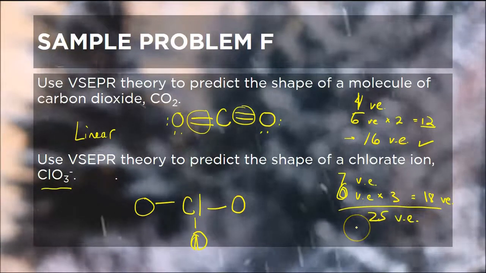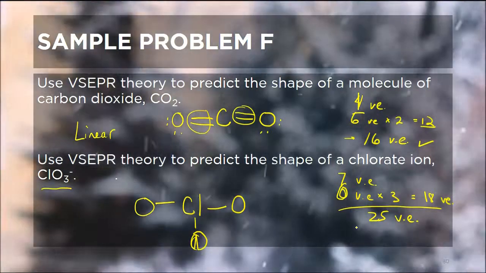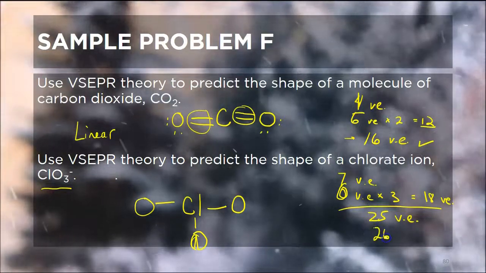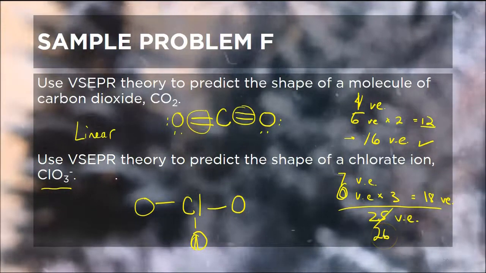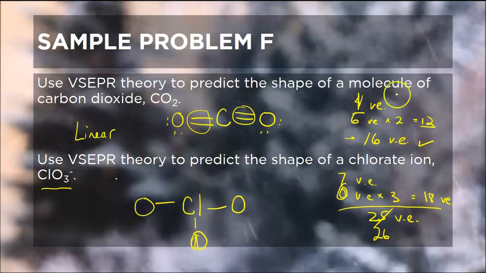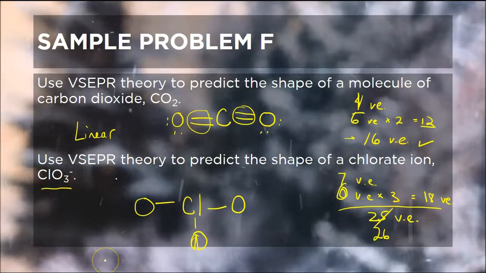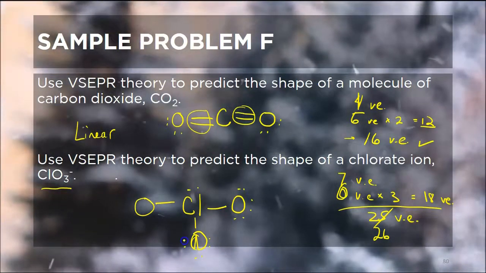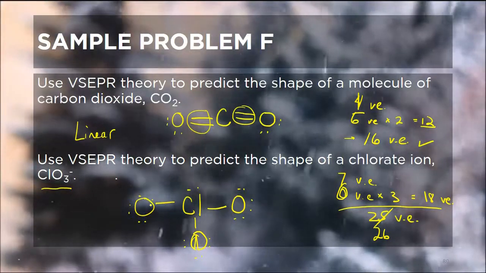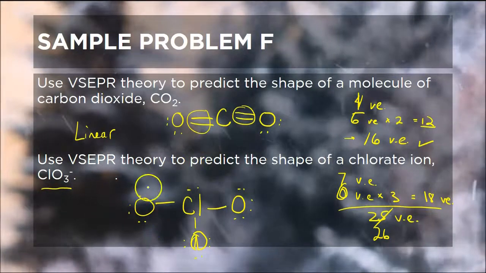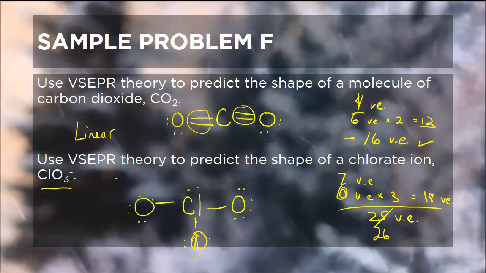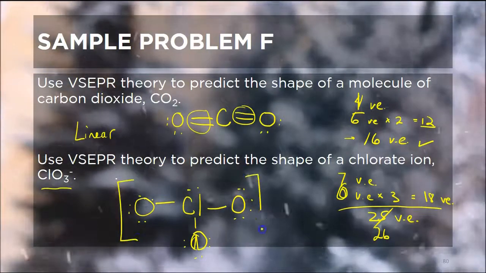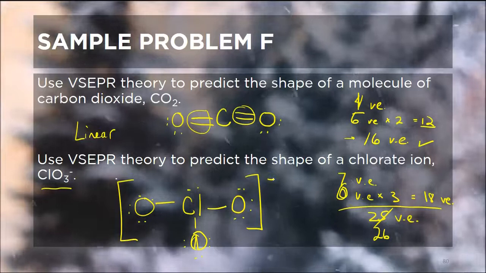And then this minus charge, what do you think? Should I make it 24 valence electrons or 26 valence electrons? Yeah, a negative charge means I have an extra electron. So let's go ahead and make everybody happy. Octet, octet, octet, octet. Count my electrons: 2, 4, 6, 8, 10, 12, 14, 16, 18, 20, 22, 24, 26. Love when it works out. Just got to remember to include the fact that it's negatively charged.